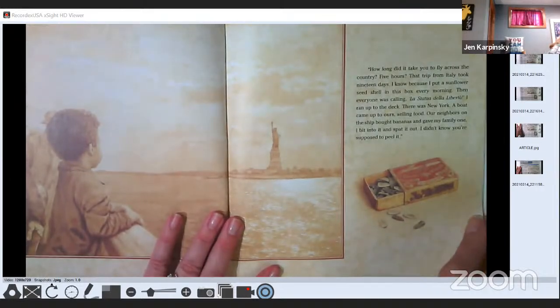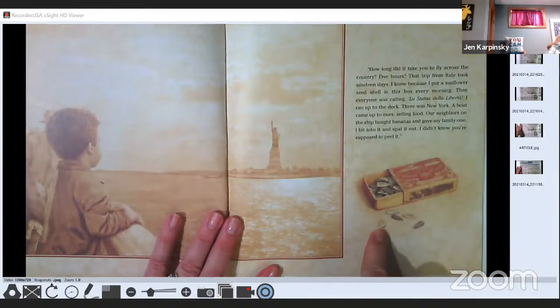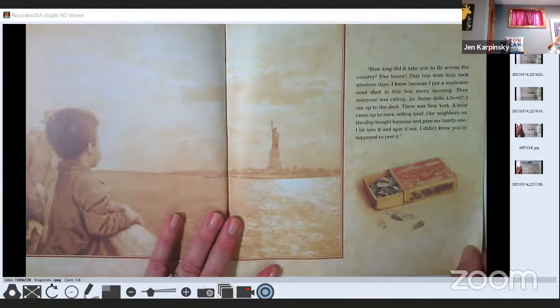How long did it take you to fly across the country? 5 hours? That trip from Italy took 19 days. I know because I put a sunflower seed shell in this box every morning. Then everyone was calling La Statua della Libertaria, and I ran up the deck.